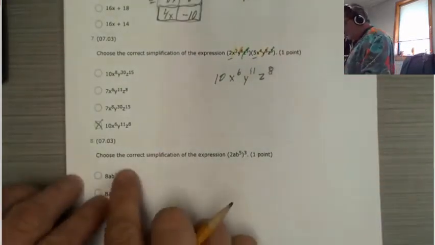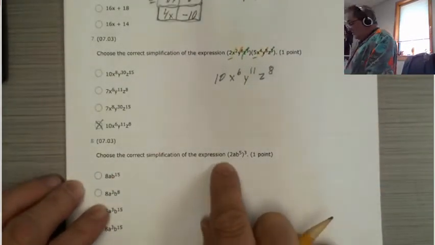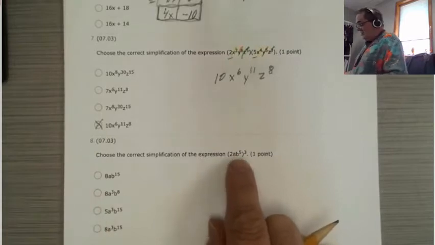All right, how about this? Choose the correct simplification of the expression 2ab to the fifth, to the third power.